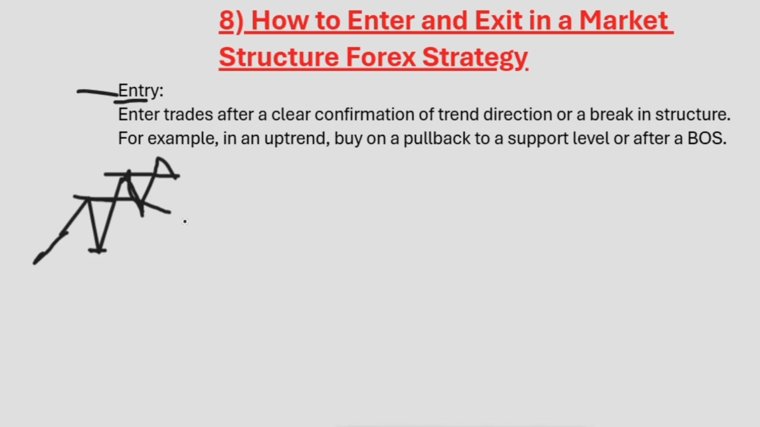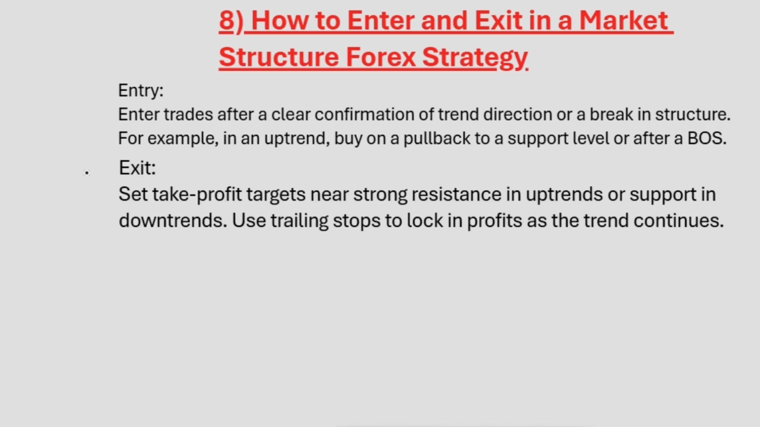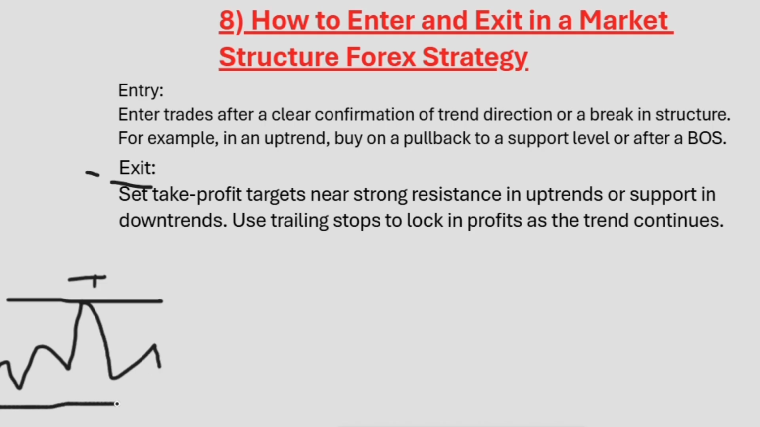An exit strategy. Let us look at how we can exit. To exit a trade, we should set take profit targets near strong resistance in uptrends or near support in downtrends. Example, we have this uptrend, then there's resistance around here. This is where we should take profit. Then on a downtrend, let's say we have a support around here, a floor. This is where we will take profit when we are selling, on a support level. On take profit, we take on a resistance level.